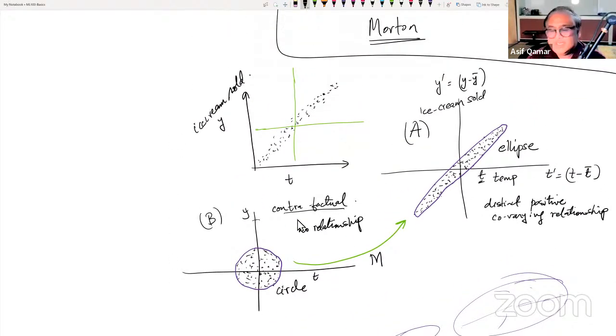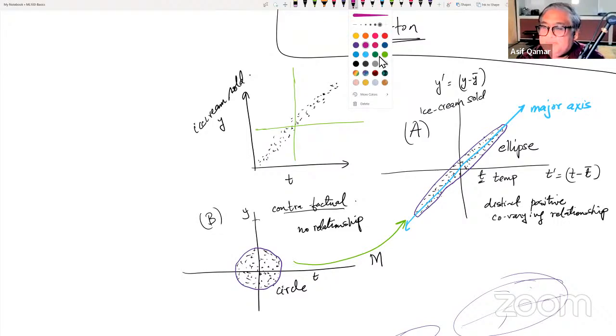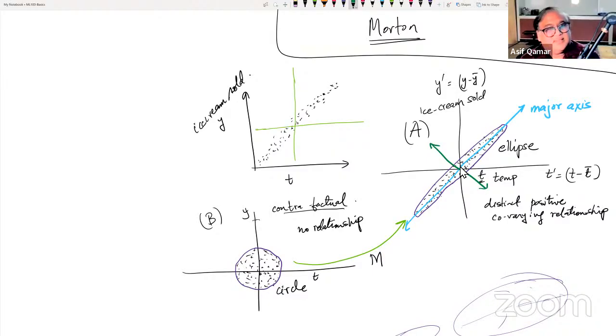Now, when you look at this structure, let us see what the characteristics of this ellipse are. An ellipse has a major axis, this axis, the direction of maximum spread of the data, the maximum variation, the long axis. Intuitively, it has one. And then let me take another color. There is also the minor axis, isn't it? Perpendicular to the major axis is the minor axis.